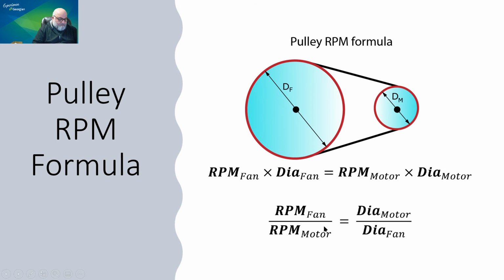So there are two, I would say, expressions of the same exact formula that you need to remember. Either the RPM of the fan multiplied by the diameter of the fan equals the RPM of the motor multiplied by the diameter of the motor, or the RPM of the fan over the RPM of the motor is equal to the diameter of the motor over the diameter of the fan. Depending on what question you get on the TSSA exam, you're going to use either one.